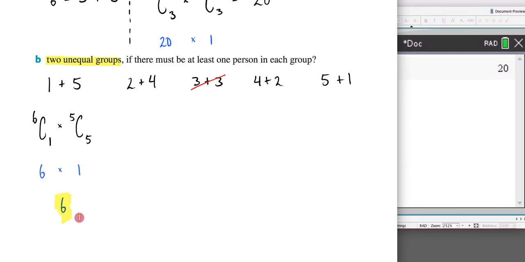Now, let's keep on moving. Actually, before we keep on moving, now that we've done 1 and 5, let me show you that that is the same as 5 and 1. So let me prove that to you now. Let me get my red pen back.